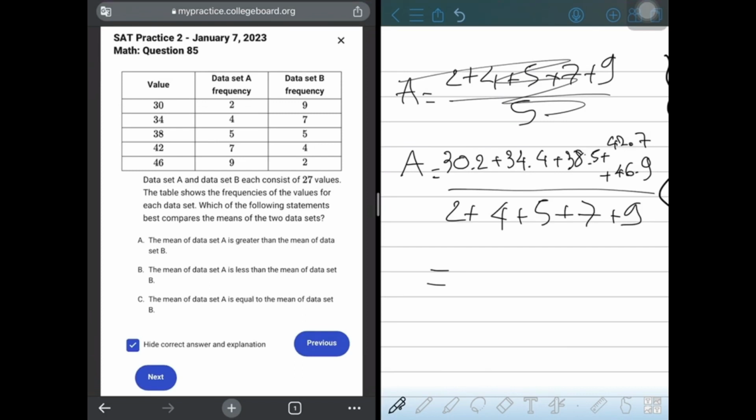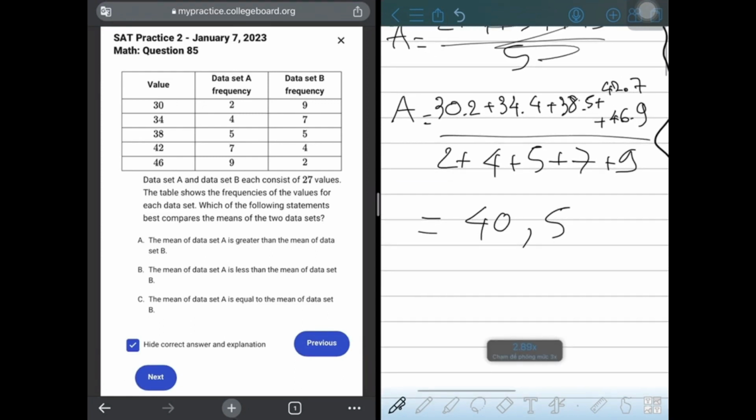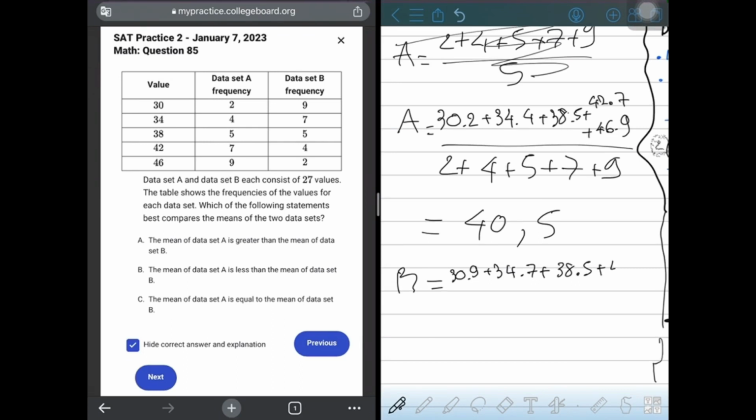It would be 40.5. And now we will calculate the mean of set B: 30 times 9 plus 34 times 7 plus 38 times 5 plus 42 times 4 plus 46 times 2, and divide by the total of frequency, 9 plus 7 plus 5 plus 4 plus 2.